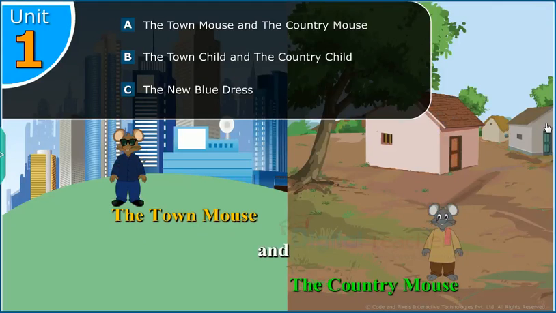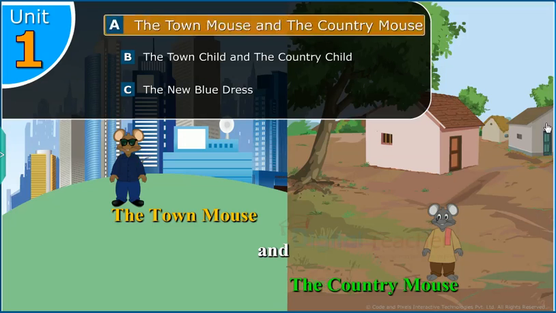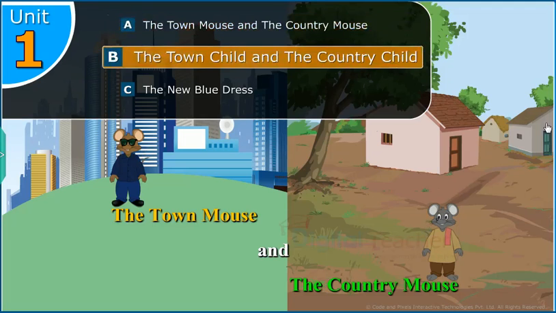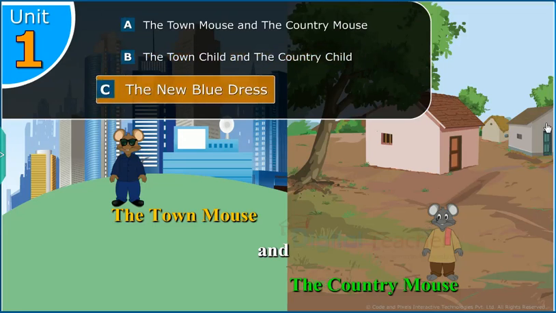Welcome to Unit 1. This unit is classified into three sections. They are Section A, the Town Mouse and the Country Mouse. Section B, the Town Child and the Country Child. Section C, the New Blue Dress.